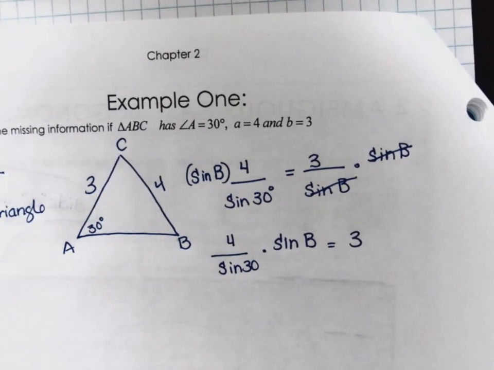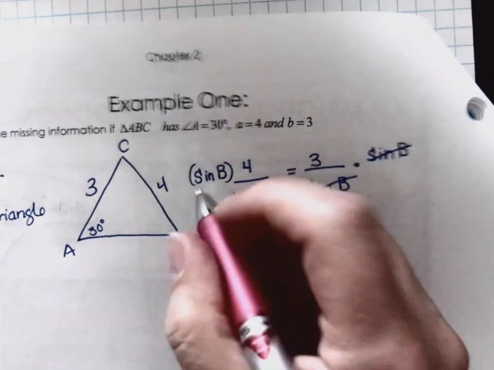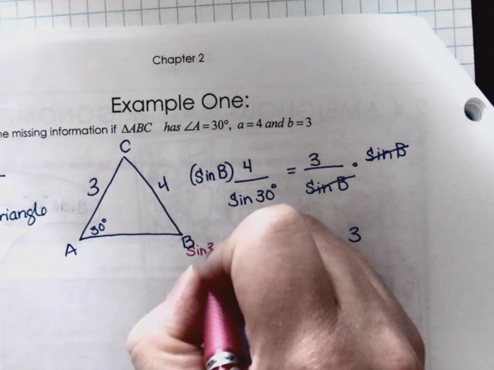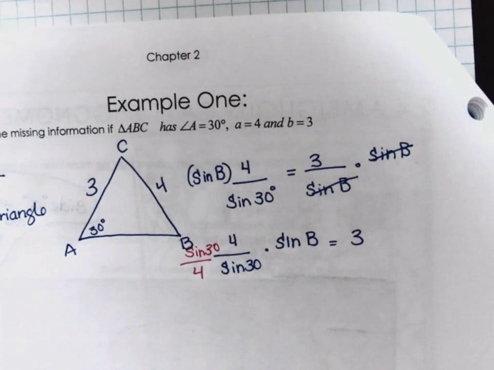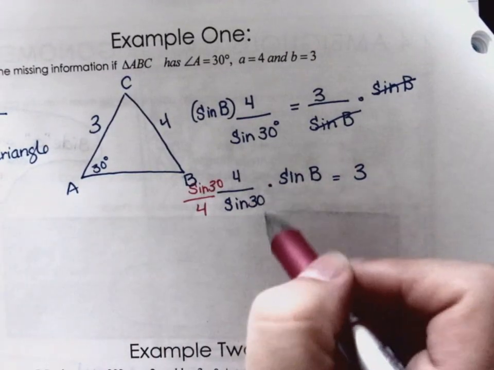Right, so I just did that multiplication. Got the sine now from the basement up to the top level so I can work with it. I want to get sine B by itself. So what am I going to multiply by? Going to multiply both sides by sine 30. And I'm going to divide both sides by 4. So really what I'm doing is I'm multiplying by the reciprocal. Because won't those cancel each other out?